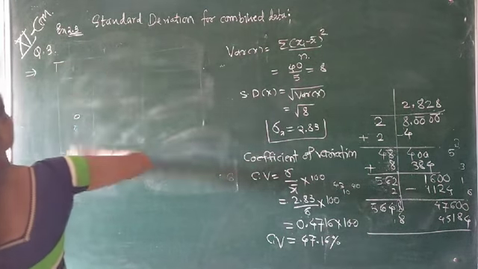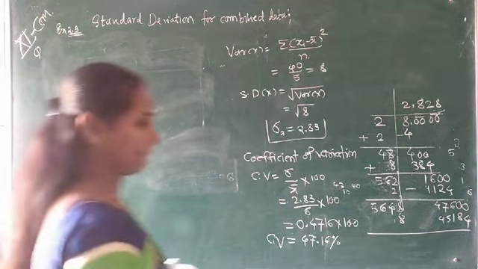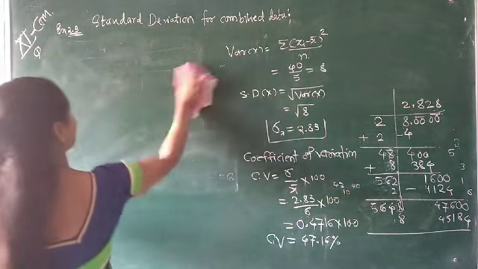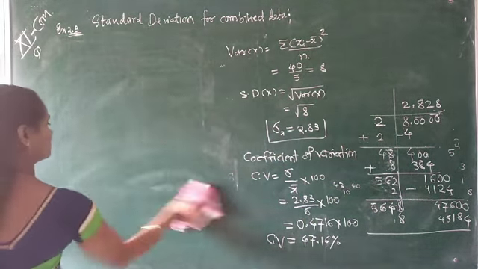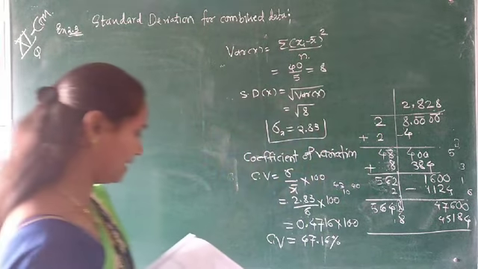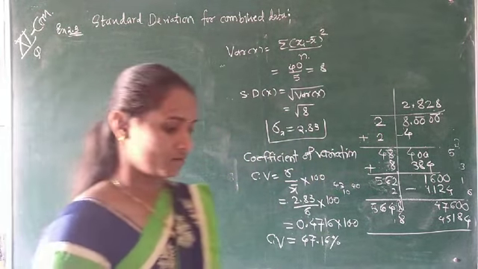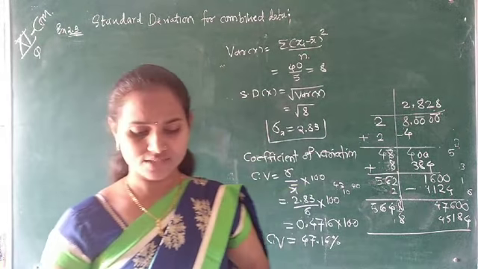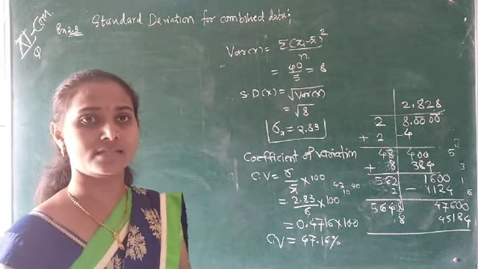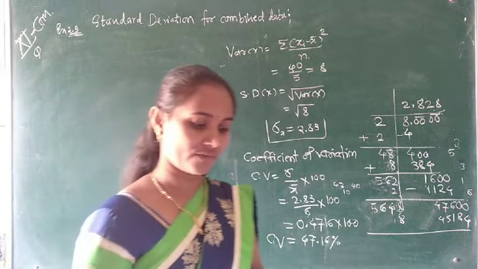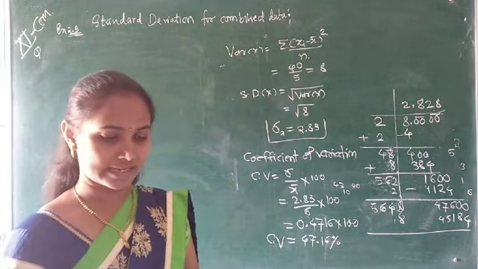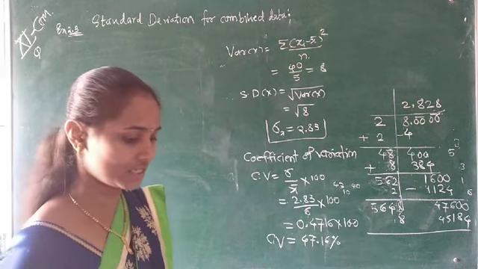Now see the question number 4. What is question 4? Find the coefficient of variation of a sample which has mean 25 and standard deviation 5, which is a very easy question in exam. This type of question will be asked for 2 marks, 3 marks or 1 mark also. We have to find CV of this. That is mean is 25 and deviation is 5.